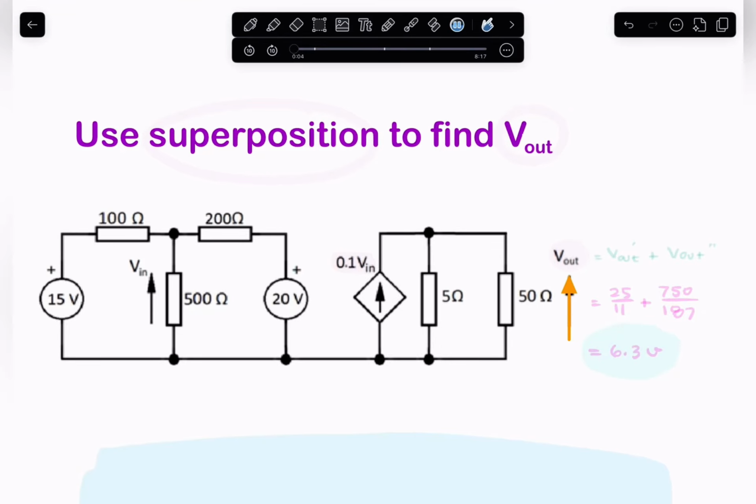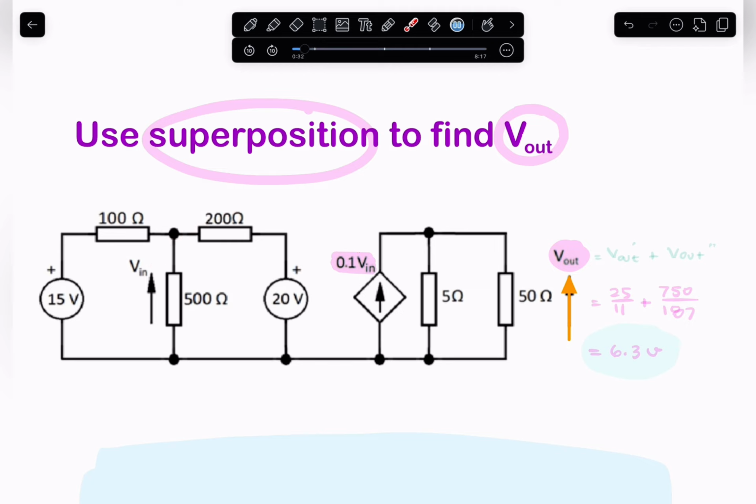This question asks us to use the principle of superposition to find the output voltage. That's V out, the voltage across the 50 ohm resistor. So there are two parts to this circuit. There are two independent sources and one dependent source. Now, this dependent source, the current source, we don't touch, we don't remove that.